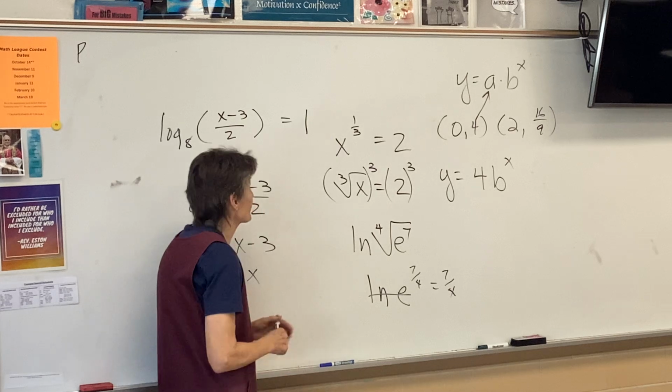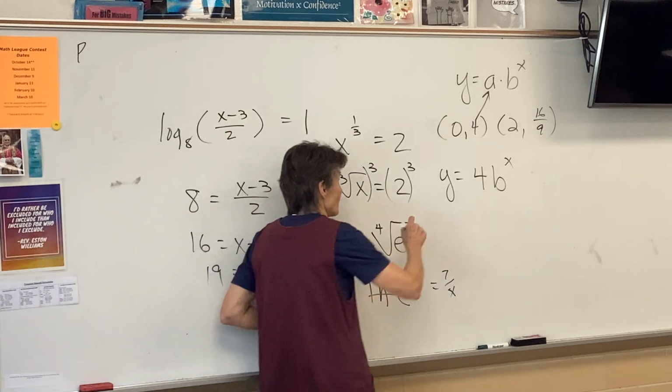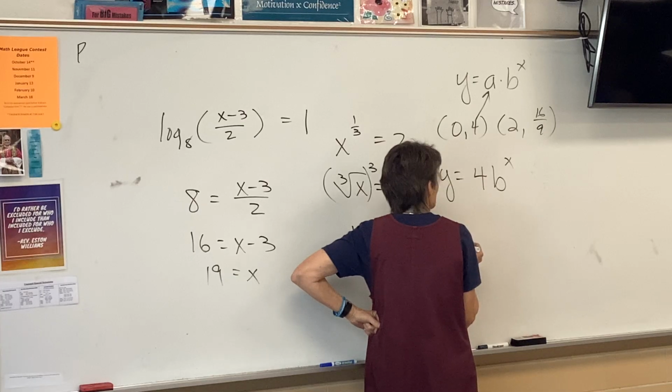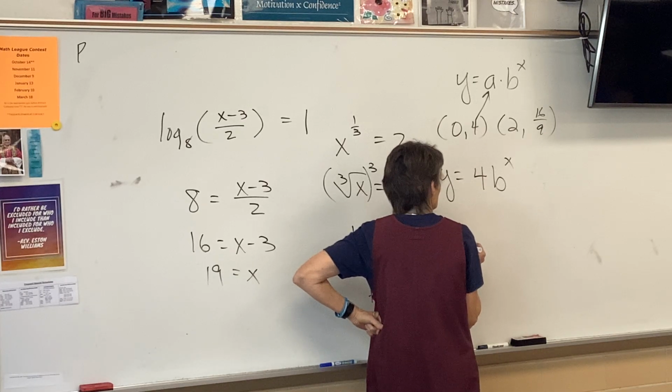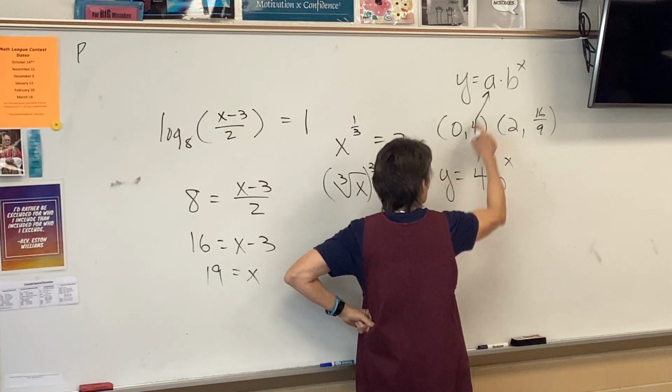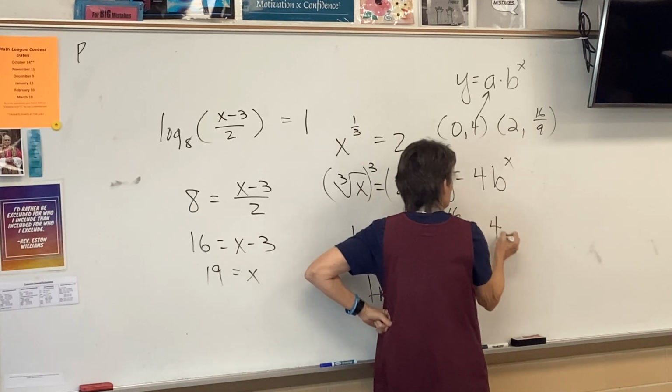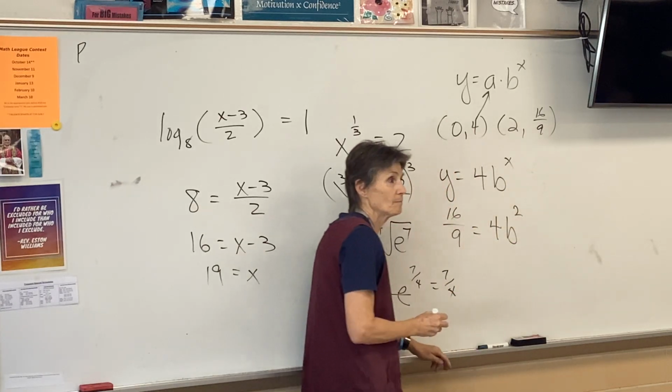All right. Okay, what did you say we're gonna do? It's X is 0, so you plug in 0. I already know 16/9 equals 4 times b squared.